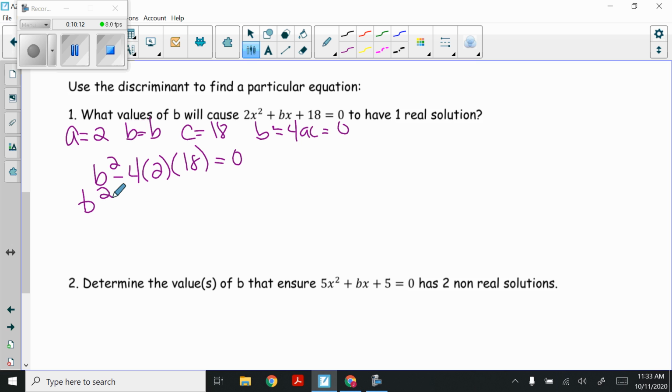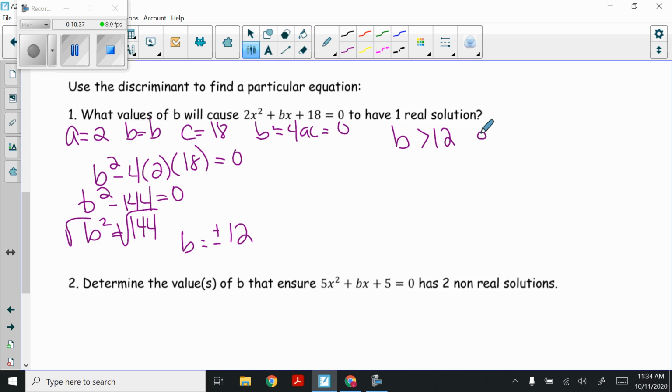So b squared, negative 4 times 2 is negative 8. Negative 8 times 18 is negative 144 equals 0. Move my 144 over, so I get b squared equals 144. Take the square root of both sides. I put the square root in the problem, so I have two answers, positive and negative 12. So what does that mean? As long as b is greater than 12 or b is less than 12, I have one real solution.